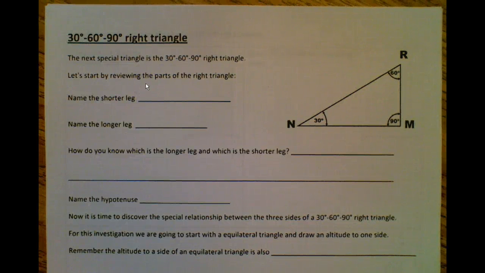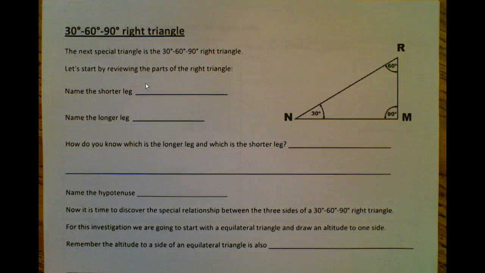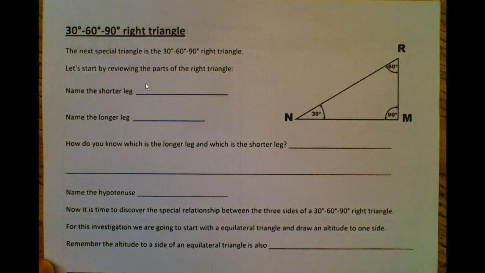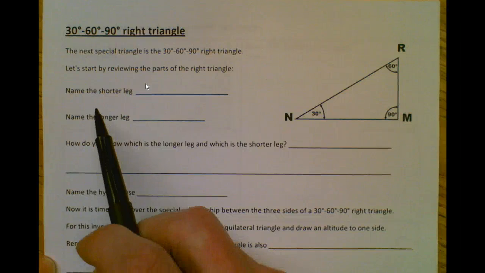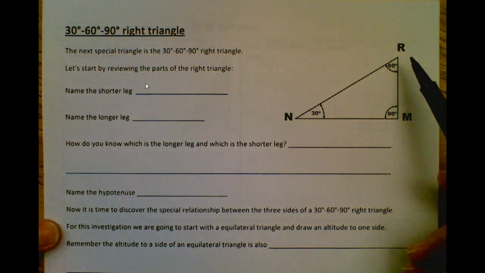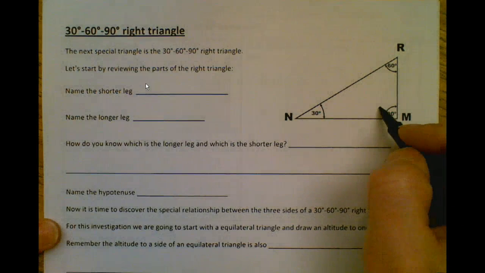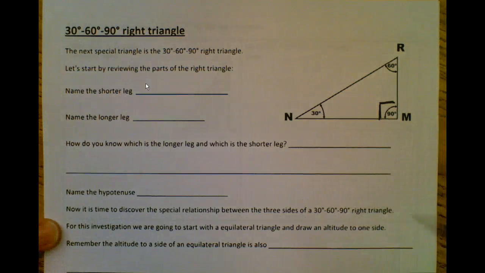Alright, here's part 2 of section 9.3 on special right triangles. This video is going to cover 30, 60, 90 right triangles. So let's start by reviewing the parts of this right triangle. We've got triangle RMN over here. We see it's a 30, 60, 90. So this would be our right angle over here.